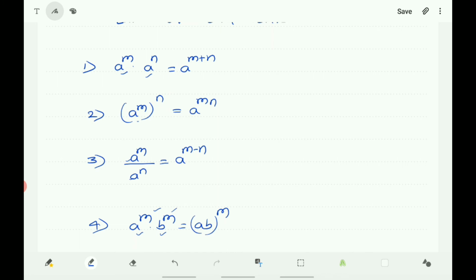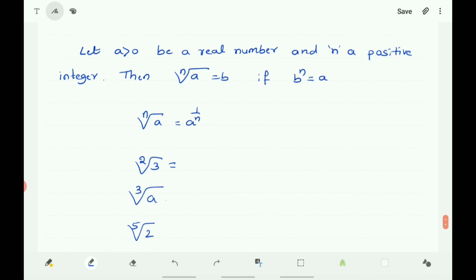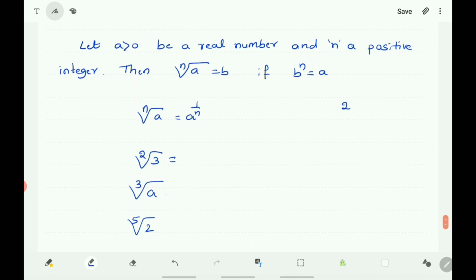And these are the laws that you learnt for the natural numbers. Here a is the base and m and n are the exponents. Let a greater than 0 be a real number and n a positive integer. Then nth root of a is equal to b if b to the power of n is equal to a. For example, 2 to the power of 3 is equal to 8. If 2 to the power of 3 is equal to 8, then cube root of 8 is equal to 2.